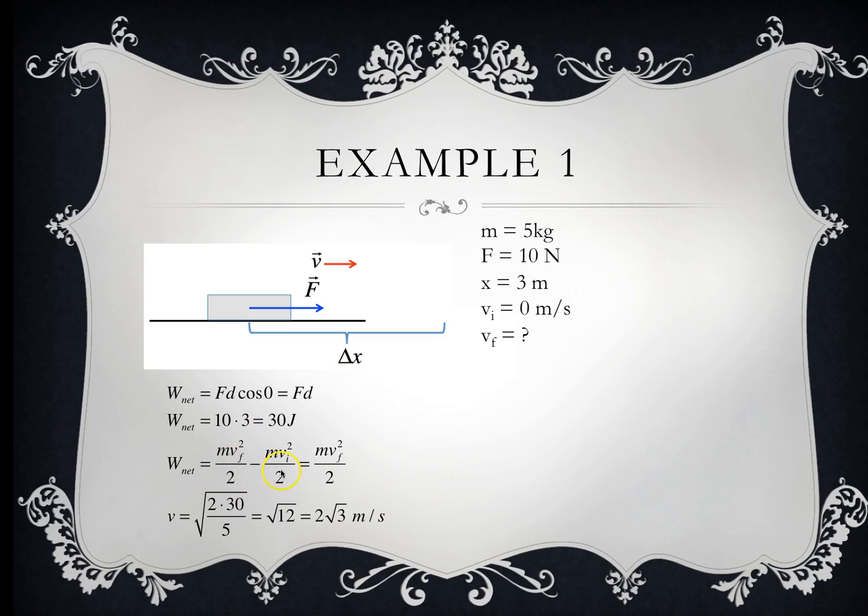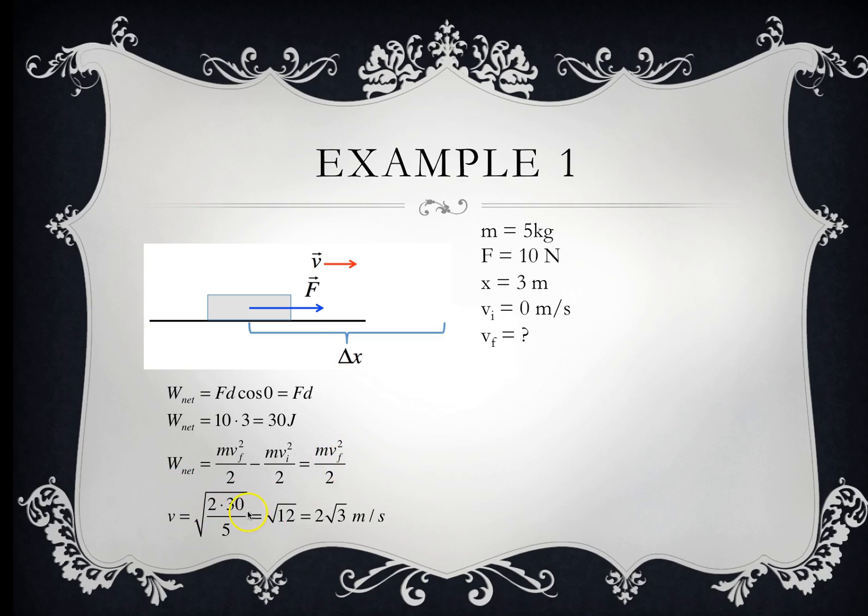And then we write out the work-kinetic energy theorem. Net work equals change in kinetic energy, and since it starts from 0, then I can just forget initial kinetic energy because it's 0 and not write it down altogether in my big equation here. So velocity is what I'm looking for. So I'm going to rearrange this formula. I'm going to multiply both sides by 2, divide by mass, and then take the square root.